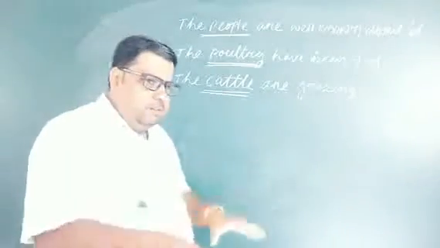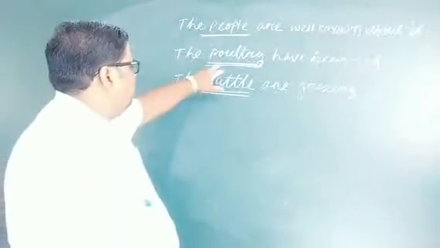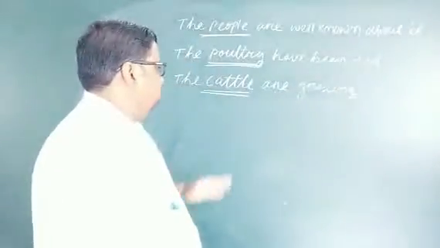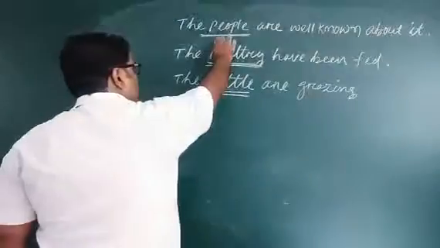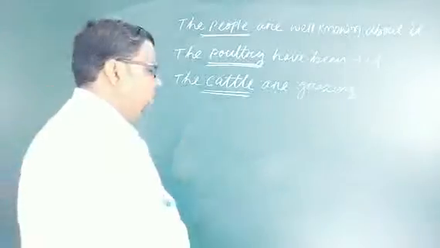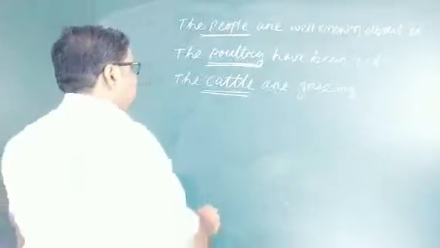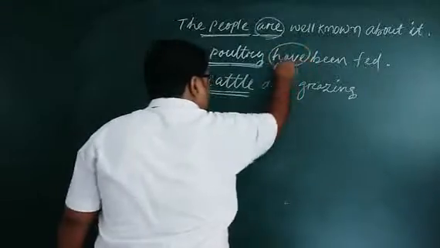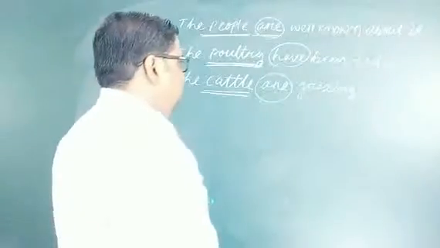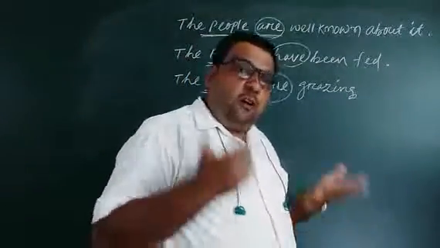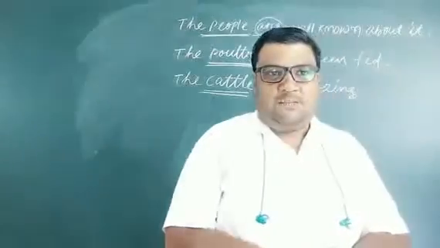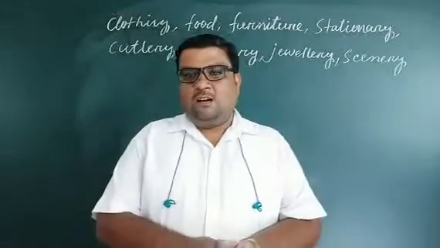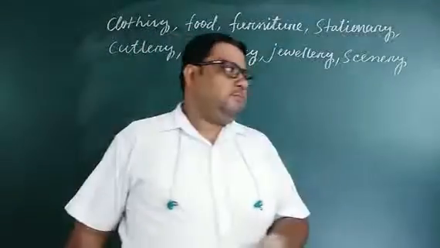The group of the domesticated bird is called poultry. So these are plural nouns. So these nouns, people, poultry, cattle, police, always take plural verbs. Are plural, have plural. These are always plural and these always take plural verbs. Clear? Okay. Students, come to some other words.